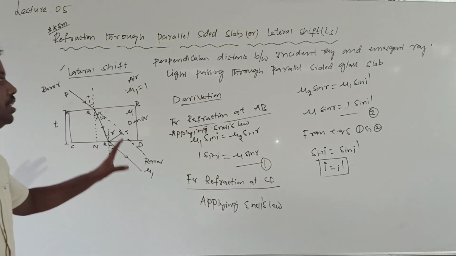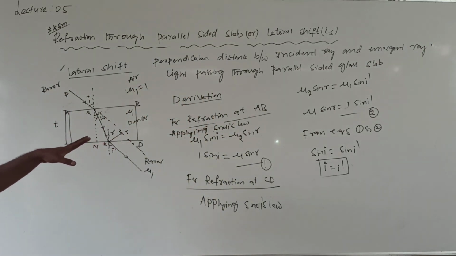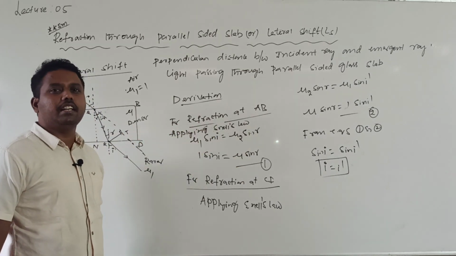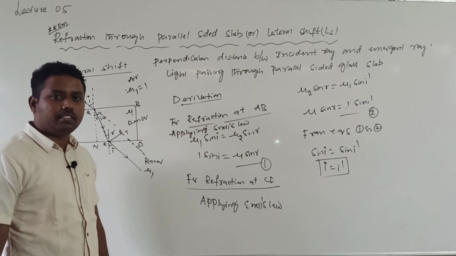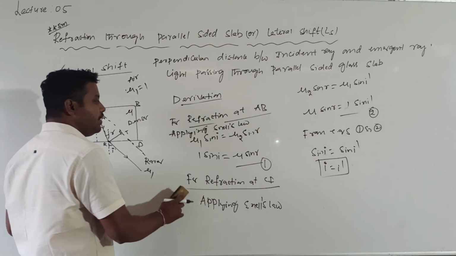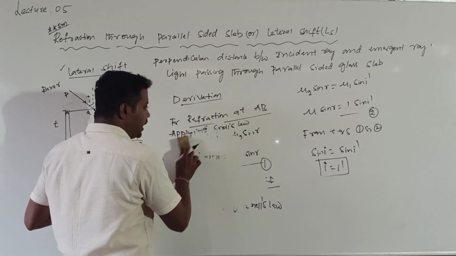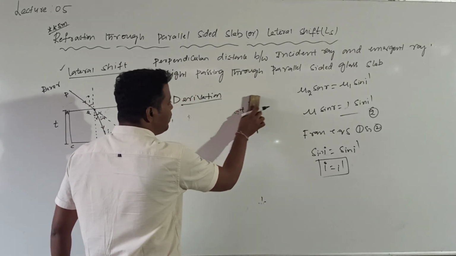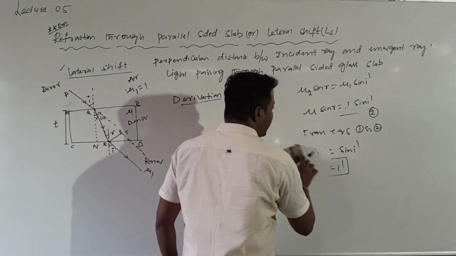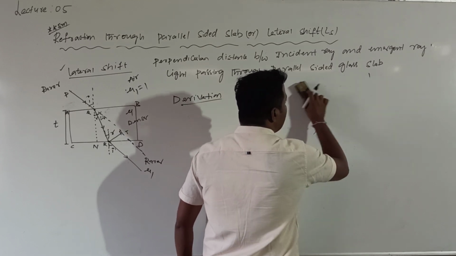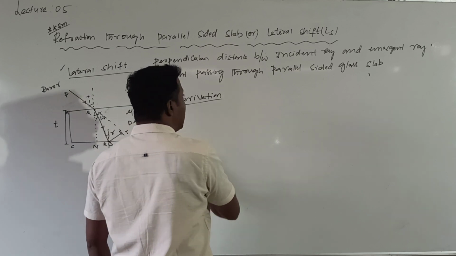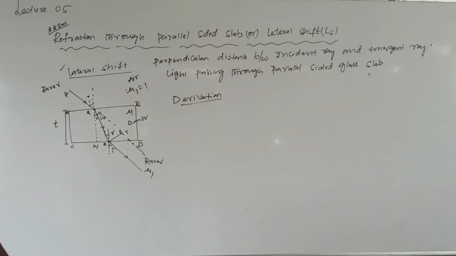This part is optional. If the derivation is given for 3 marks, you need not prove that the angle of incidence is equal to the angle of emergence. Whenever the derivation is given for 5 marks, then only you have to prove it. Here space is not there, that's why I am rubbing this part. Now I will derive the expression for the lateral shift.